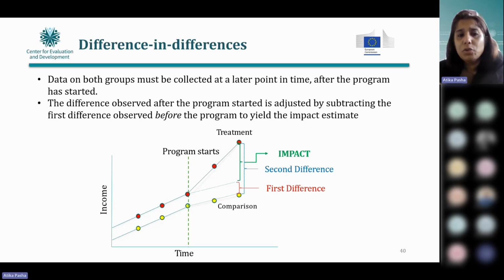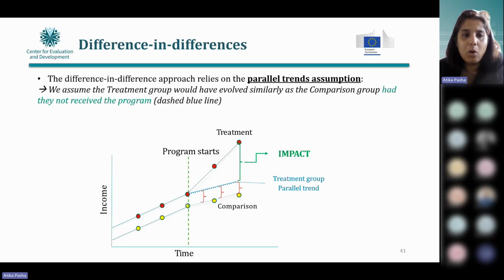In this case, to establish your impact, you would have to subtract the first difference from the second difference. So the initial difference in income has to be subtracted from the first difference in income to generate the impact of the program. What you can see through this graph is that you need the information of both groups at the start of the program, at the end of the program, and even, if possible, before the program. And now, why do you need all of this information?